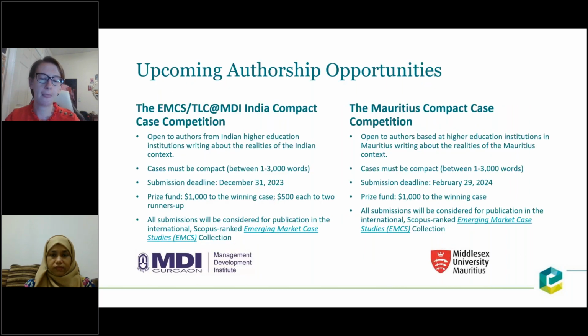And lastly, I wanted to touch on those competitions that I mentioned. We have two coming up, both focusing on compact cases. The first is the EMCS TLC at MZI India compact case competition. In order to be eligible, you must be based at an Indian higher education institution writing about the Indian context. Cases must be compact, which for EMCS typically means between 1,000 to 3,000 words, anything that can be read within 10 to 15 minutes of your time. We have a submission deadline of December 31st, and the winning author will receive $1,000 as a prize fund.